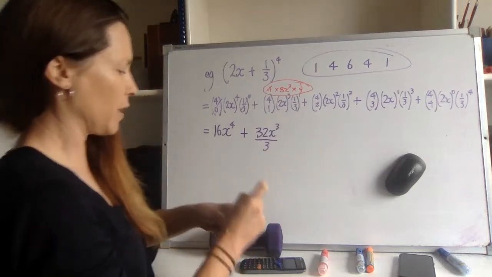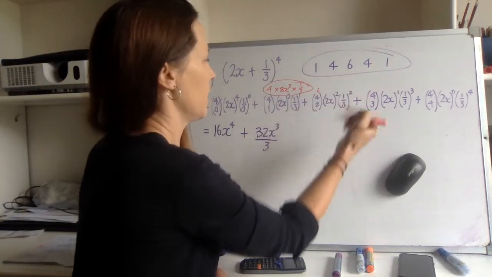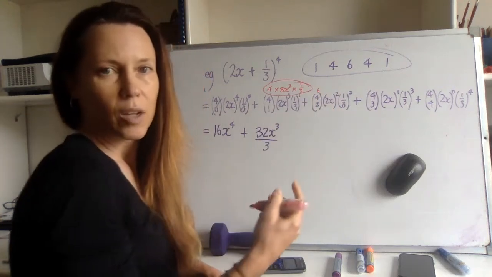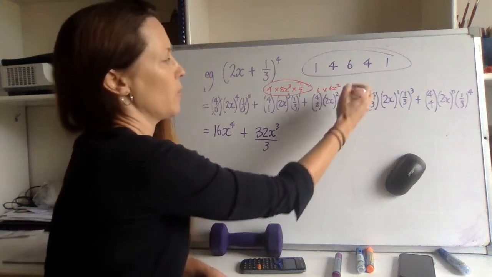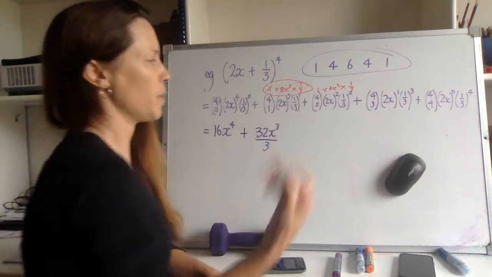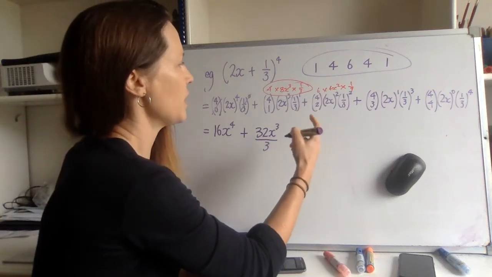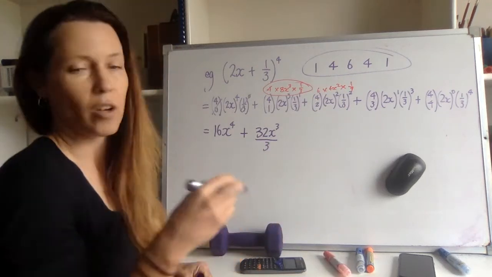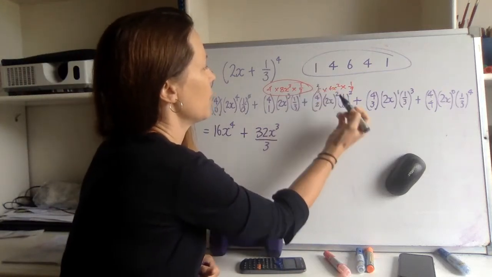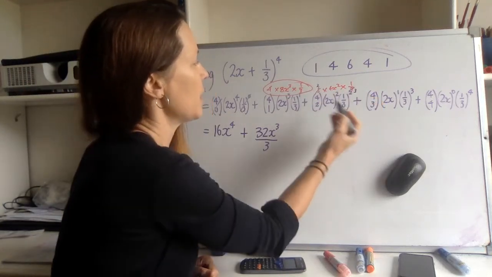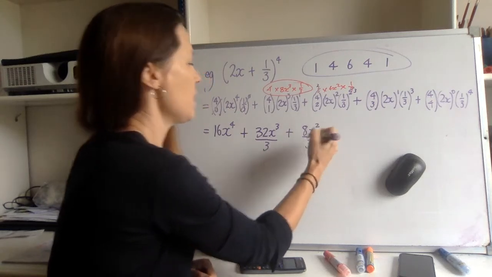For my next one, in fact, I quite like that method of writing just above. I've got my 6, and then I've got 2x squared. Well, that's 4x squared. And then I've got multiplied by 1/9 because I've got a third squared. So that gives me 24x squared on 9, which I can simplify. I can divide by 3 here and divide by 3 here. So that should give me 8x squared on 3.